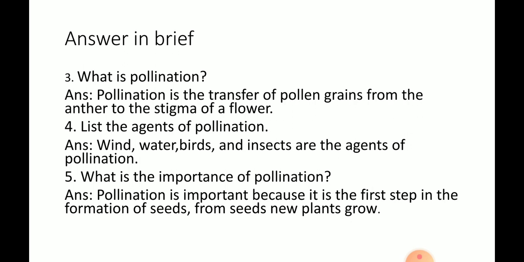What is pollination? Pollination is the transfer of pollen grains from the anther to the stigma of a flower. List the agents of pollination. Wind, water, birds, and insects are the agents of pollination. What is the importance of pollination? Pollination is important because it is the first step in the formation of seeds. From seeds, new plants grow.